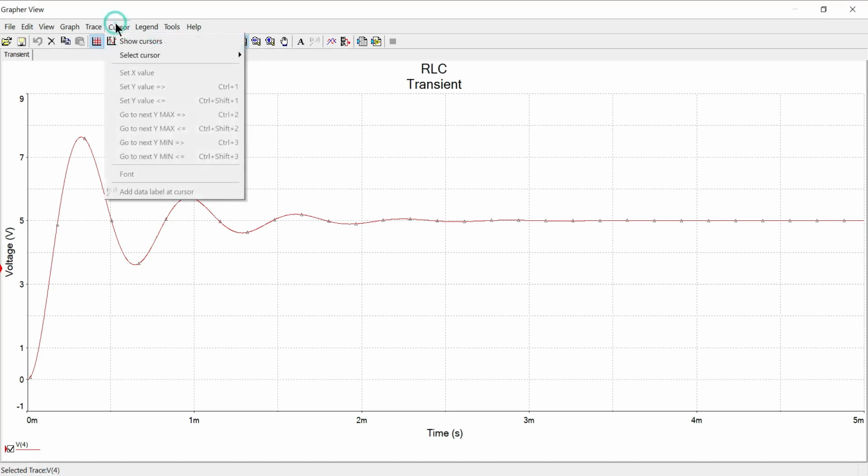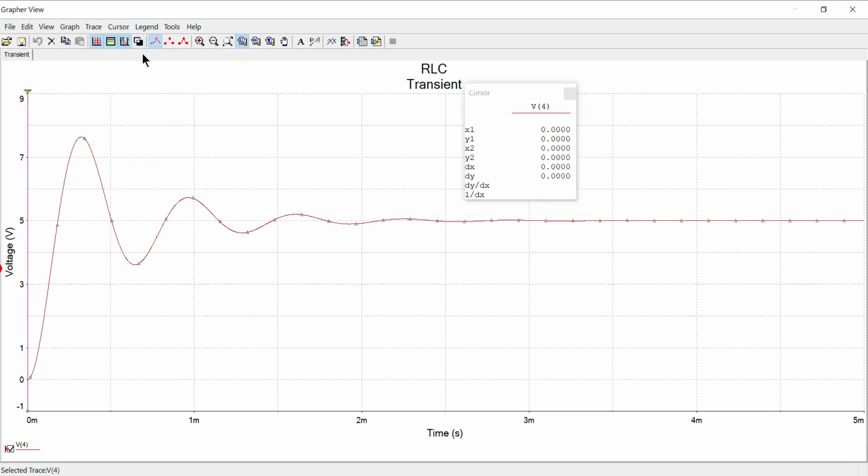Let me bring the cursor and verify this graph with our theoretically obtained voltage equation for some of the calculated coordinate points. So, a ringing response or a damped oscillation is exhibited by the underdamped response. As you can see, the initial value of the response is 0 and finally it settles down to 5 volt, which is equal to the step input voltage.